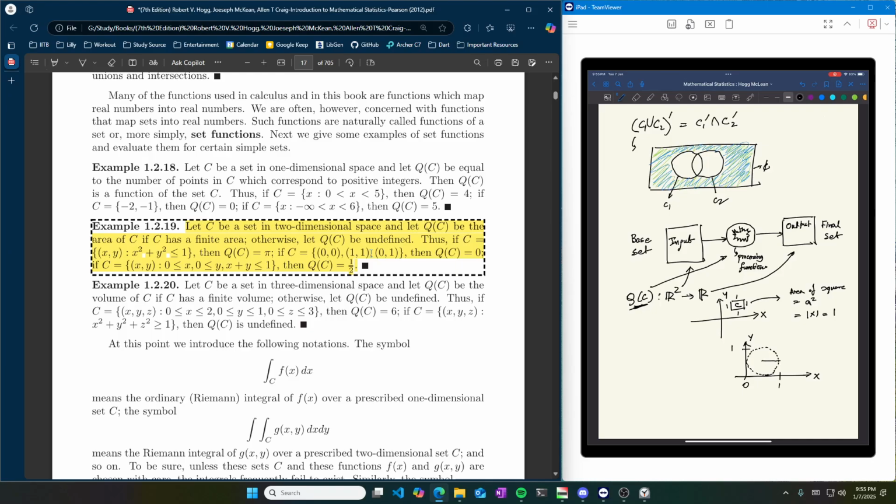So this radius is 1, and we know a circle's area is pi r square. Now here r equals 1, so it would be pi into 1 square, equals pi. So that's what they are mentioning here as well. Then QC would be pi, right? If C is this, then QC is 0.